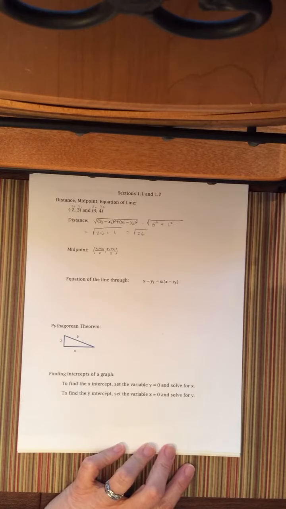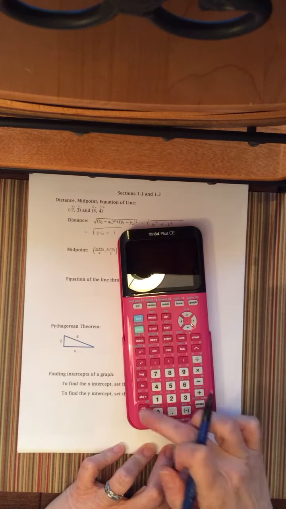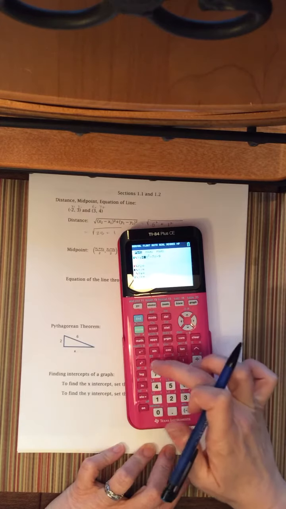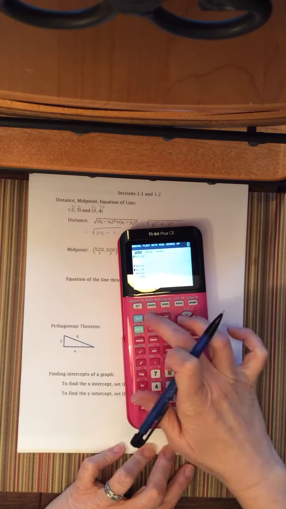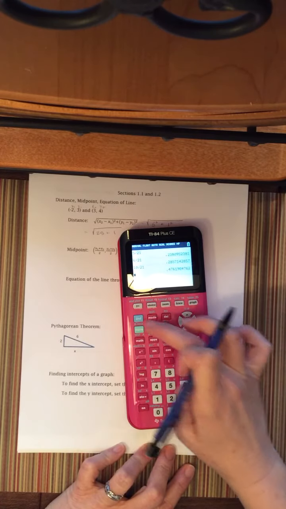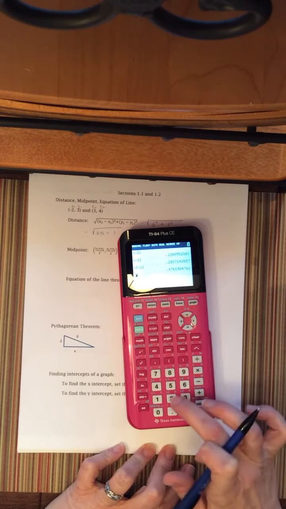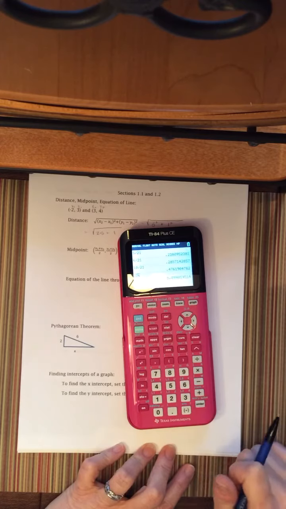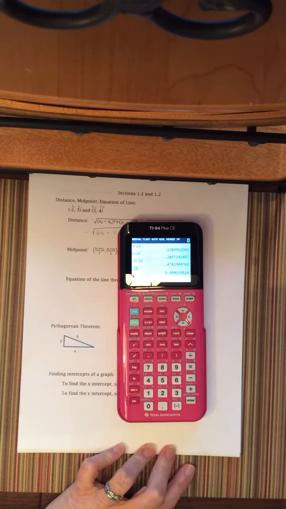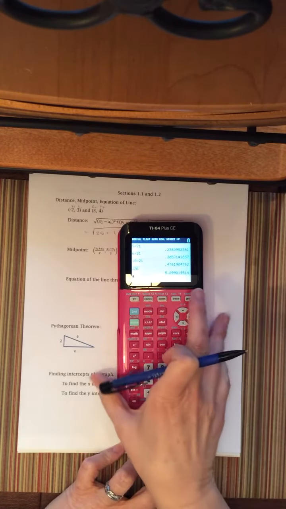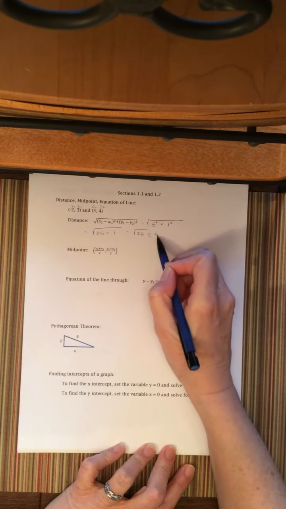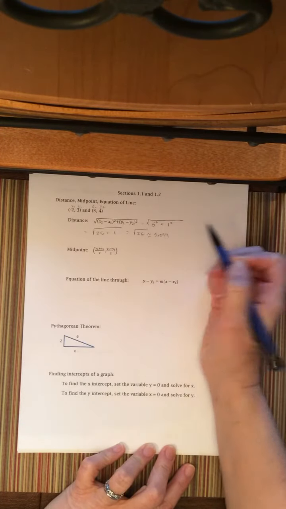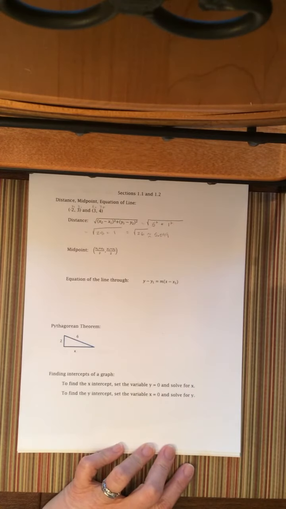That's the distance. You could put it in your calculator, come up with an approximation if you wanted to. It will be an approximation. It won't be an exact answer. So it's about 5.099. I like the exact answer, but if you have to have an idea about how far it is, you could approximate.